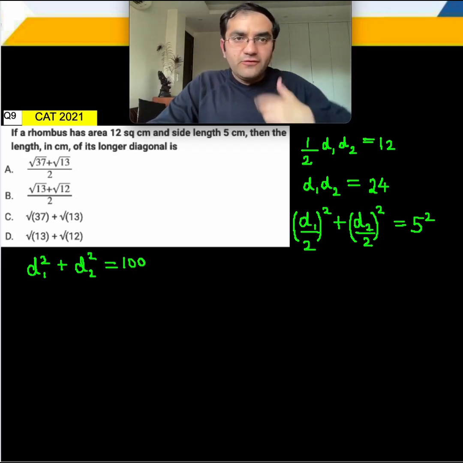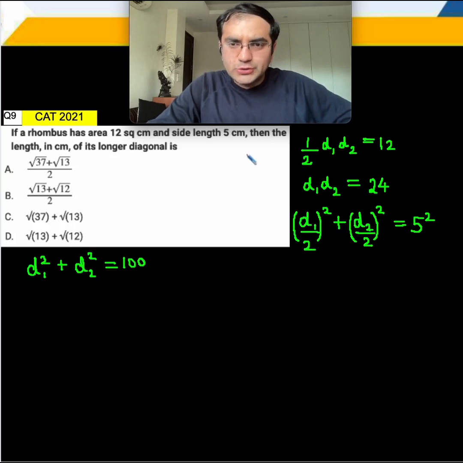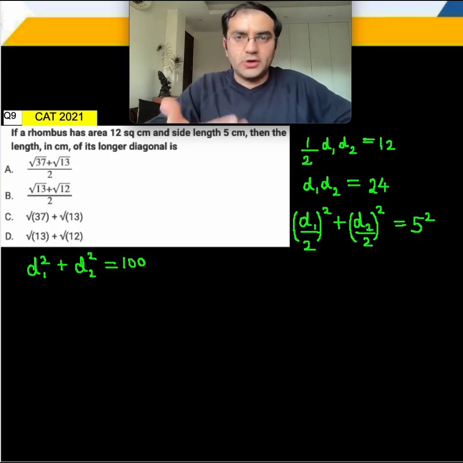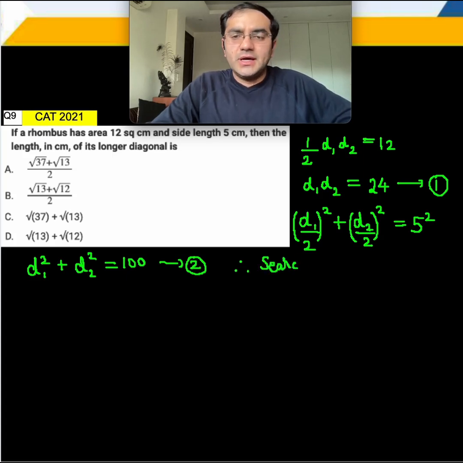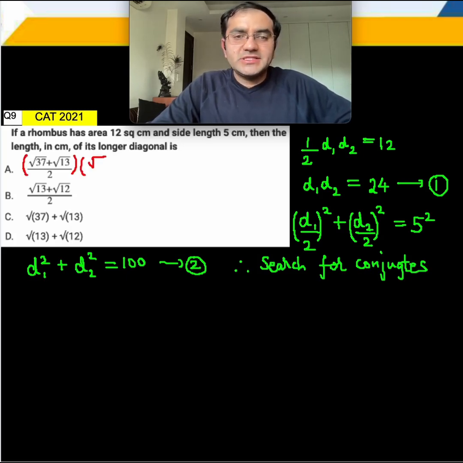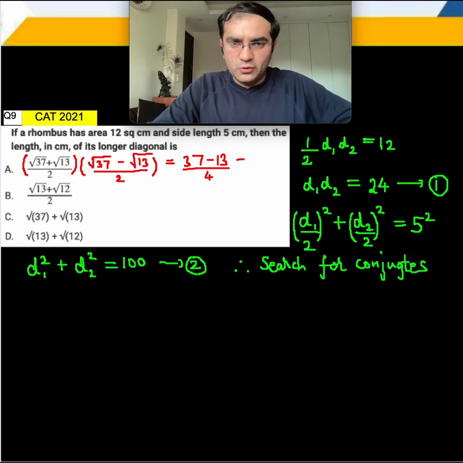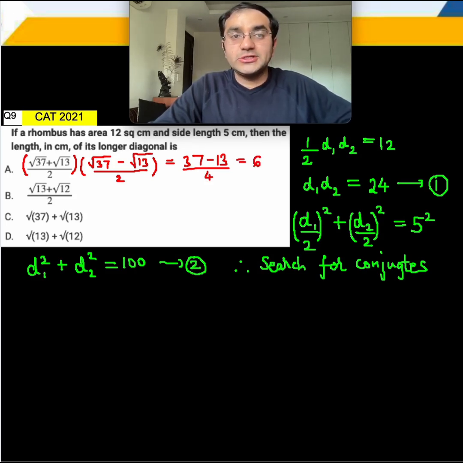Now that I'm looking for diagonals which are conjugates whose product is 24, I can take one option at a time. It's equation 1, that's equation 2. For example, let me take up the search for conjugates. Option A is missing its conjugate, so let me multiply this by its conjugate, root 37 minus root 13 upon 2. That becomes 37 minus 13, that's 24 upon 4, that is 6. Whereas according to equation 1, I need 24. So option A is gone.